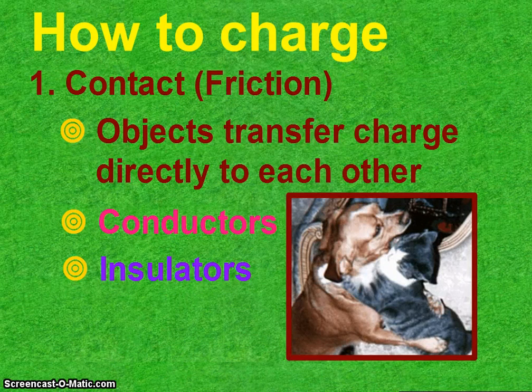Okay, so there are different ways of charging objects. I think the most familiar way we have is when things come into contact by friction, when they rub up against each other. When that happens, objects transfer charge from one to the other. This can be done with either conductors or insulators. Again, it's harder to do with the conductor though.